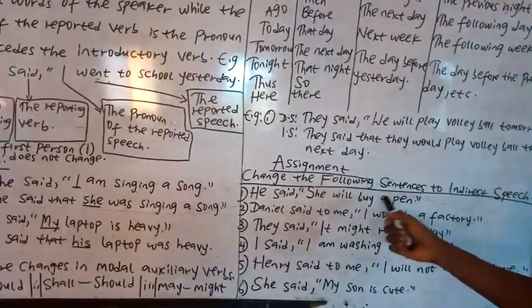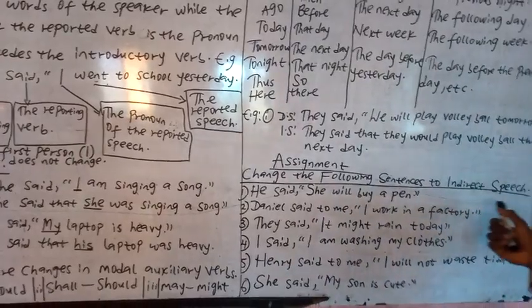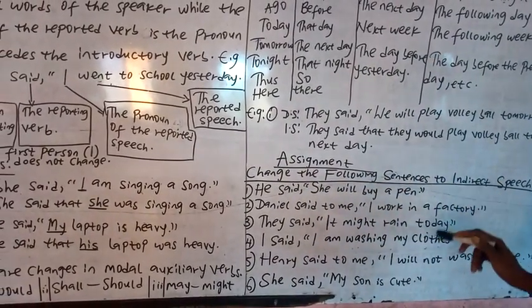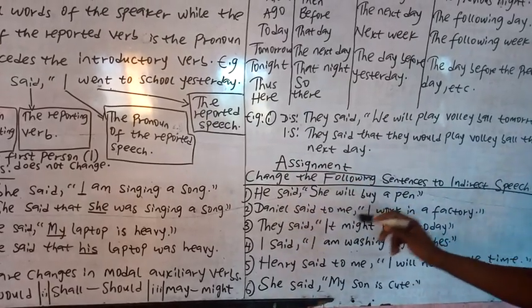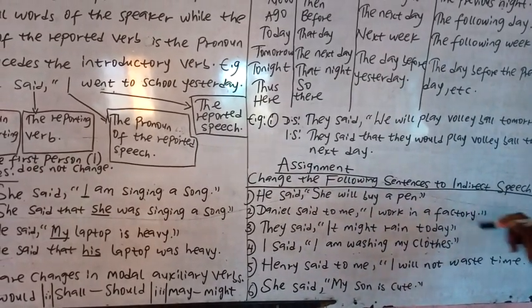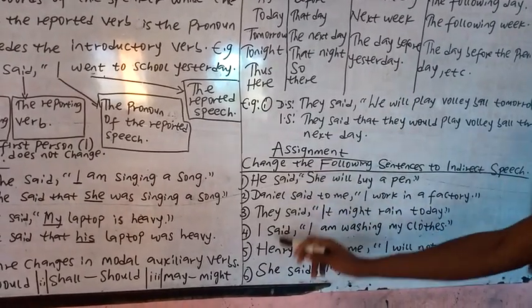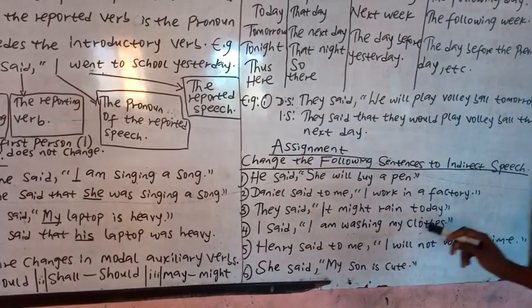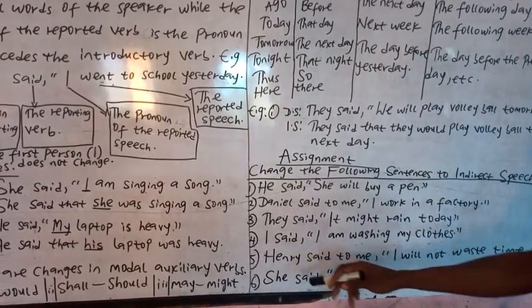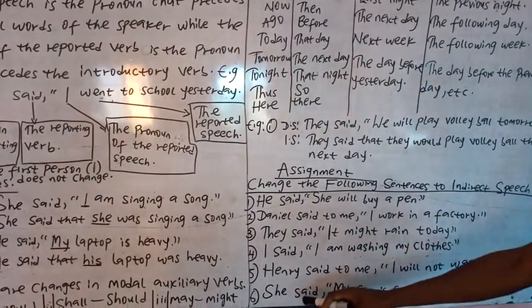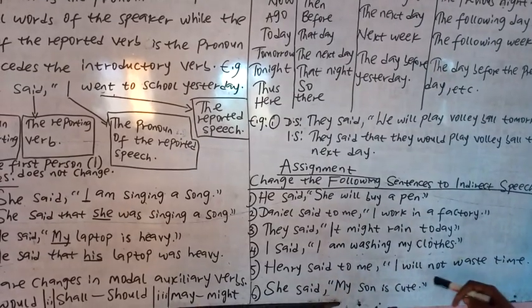Okay? Your assignment is to change the following sentences to indirect speech. Number 1, he said, "She will buy a pen." 2, Daniel said to me, "I work in a factory." 3, they said, "It might rain today." 4, I said, "I am washing my clothes." 5, Henry said to me, "I will not waste time." The last one, number 6, she said, "My son is cute."